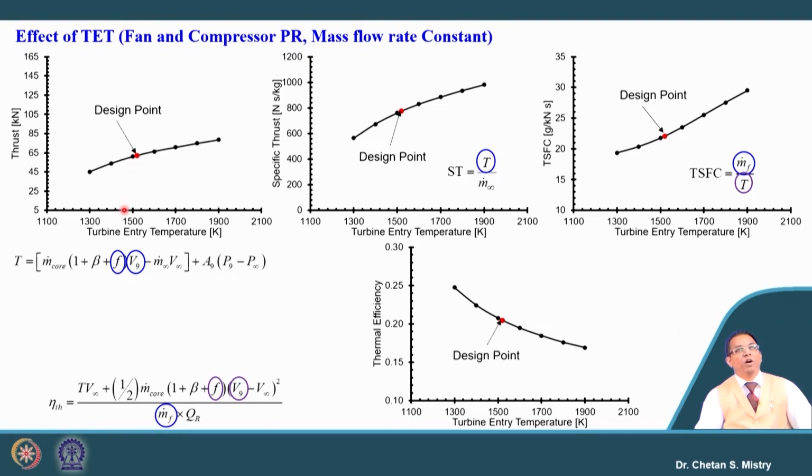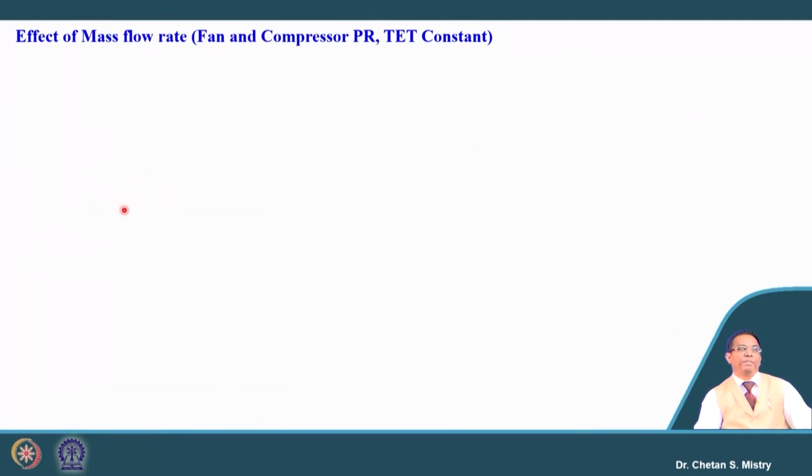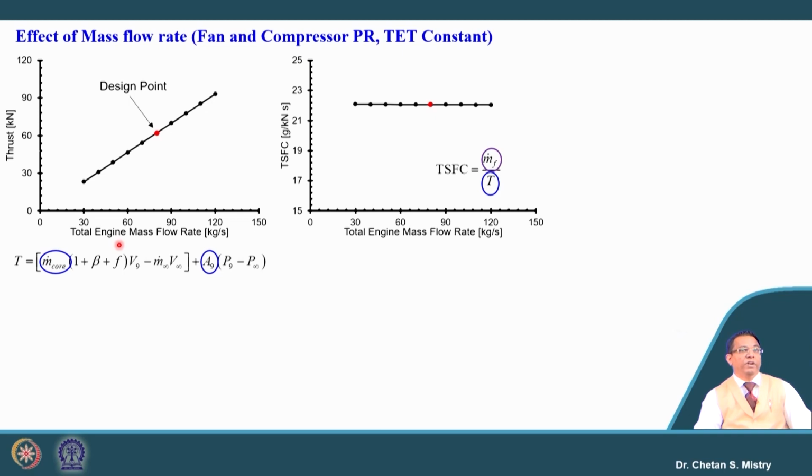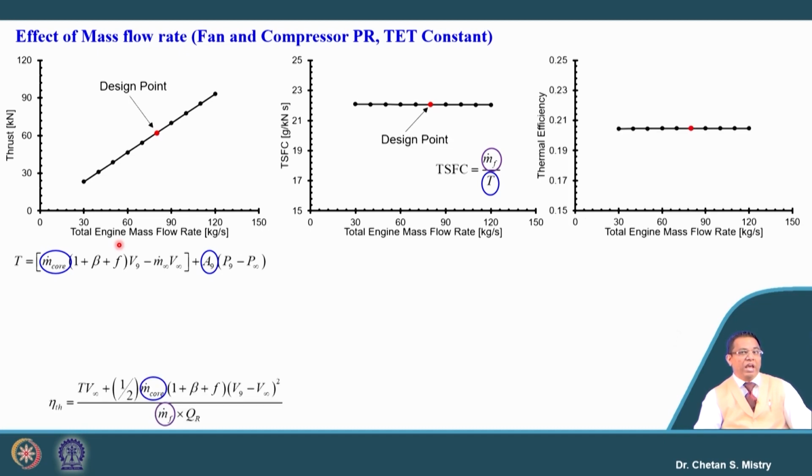Okay. Now, let us discuss the parameter called mass flow rate, keeping all other parameters constant. Here in this case, if we are increasing our engine mass flow rate, the core mass flow rate going inside the engine will increase, and that will lead to increased thrust. The thrust specific fuel consumption remains nearly constant. And if we look at thermal efficiency, that also is not changing much.